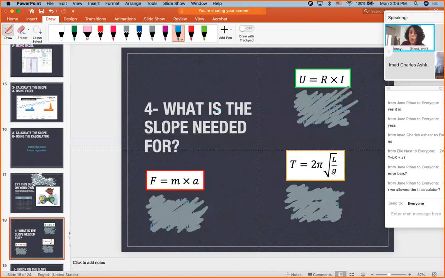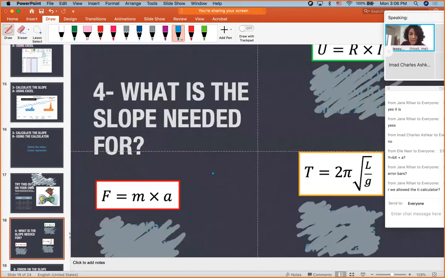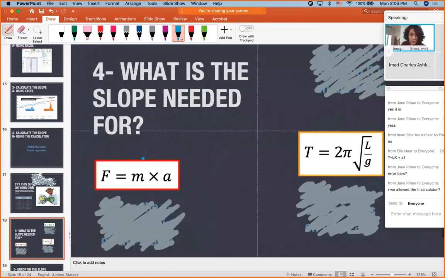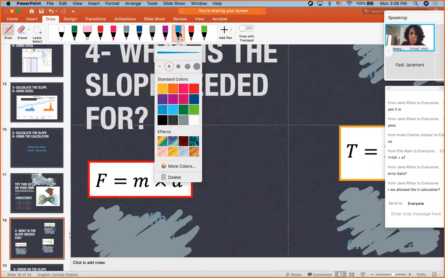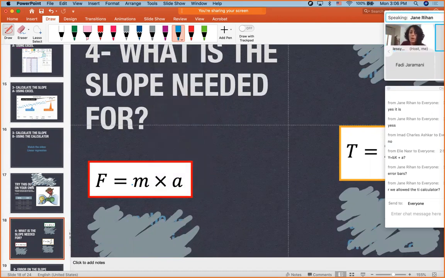Now item 4, what is the slope needed for? Like for example, if you do F equals m a, and probably here I can ask somebody like Jane. Jane, what do you think we can plot in this case to get a linear relationship? Just pick any example. What do you mean, doctor? I didn't understand the question. All right, so let's say I measure a for every force applied. If I plot F versus a, do I get a linear relationship?